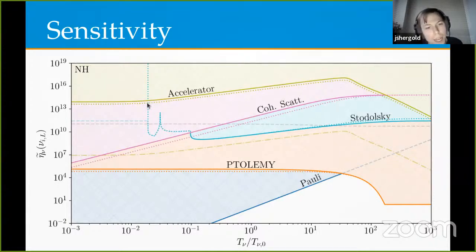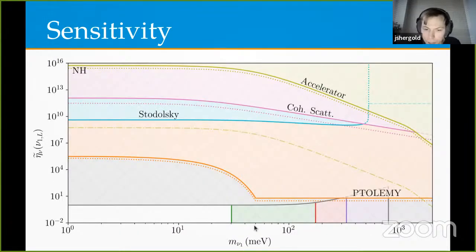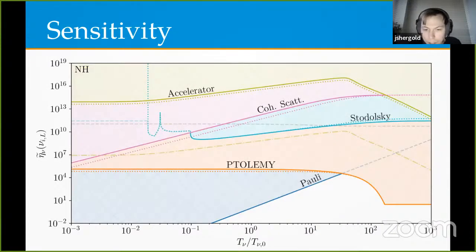And then just showing the same plot now in terms of the neutrino temperature. So rather than as a function of the lightest neutrino mass, now as a function of the neutrino temperature. So this is the temperature divided by the expected relic neutrino temperature. So again, the Standard Model sits at this point here with the ratio equal to 1. We end up with this plot here.